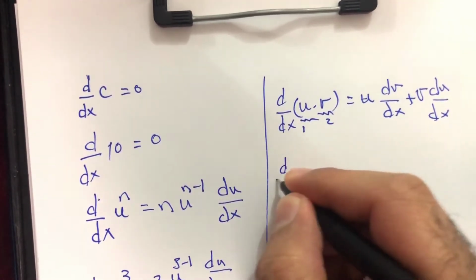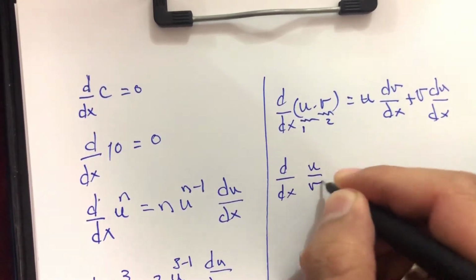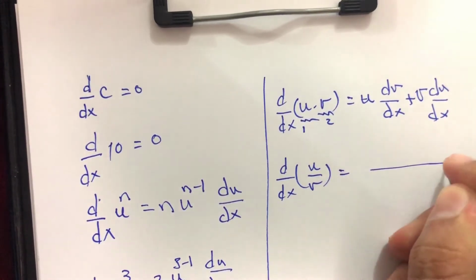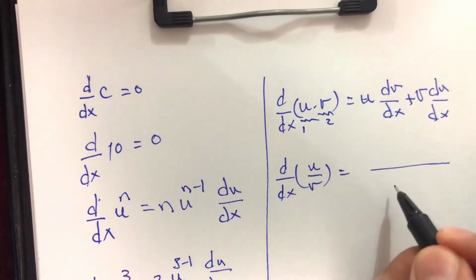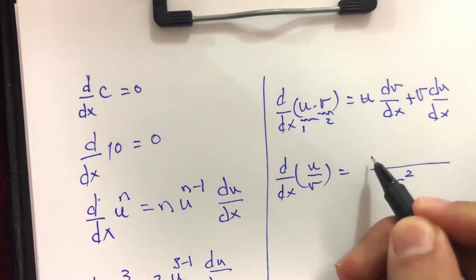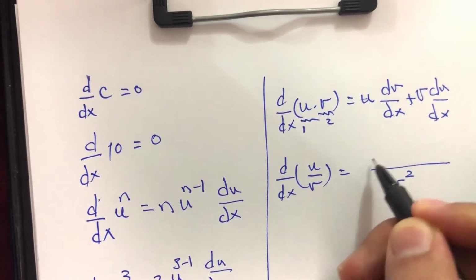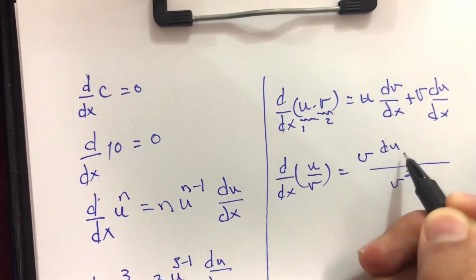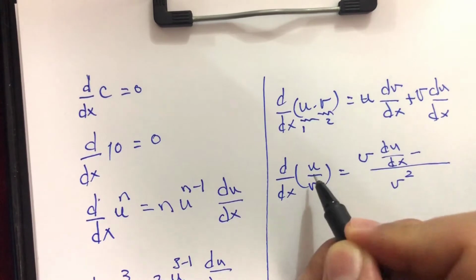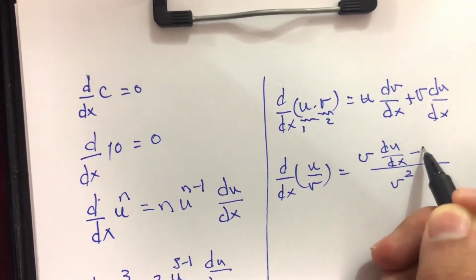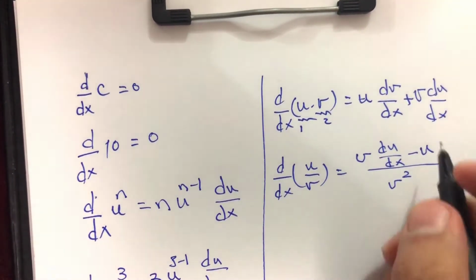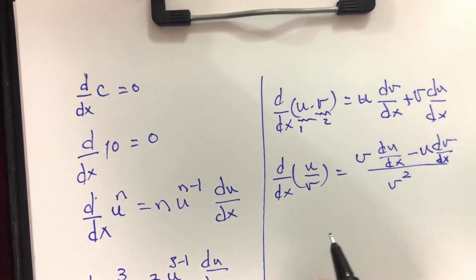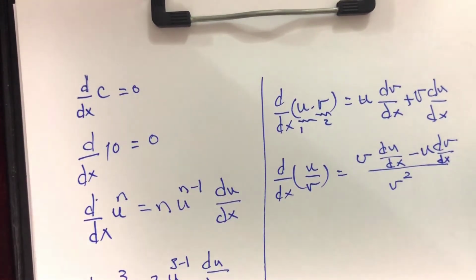Finally, we took d by dx of u divided by v, which is a function divided by another function. It can be solved like this. In the denominator we have v squared, and in the numerator we have the denominator, which is v, multiplied by the derivative of the numerator, which is du by dx, minus u, which is the numerator, multiplied by the derivative of the denominator, which is dv by dx. And we took a lot of examples that cover this topic.